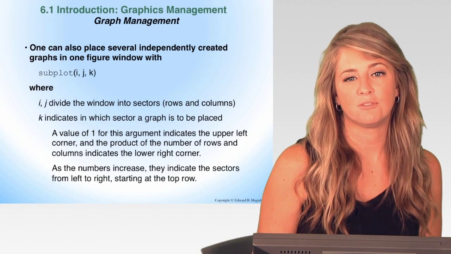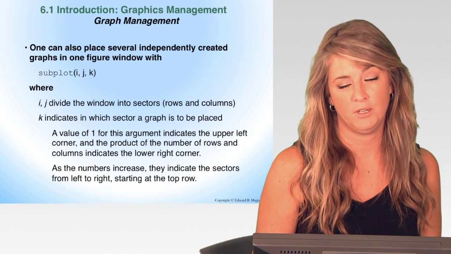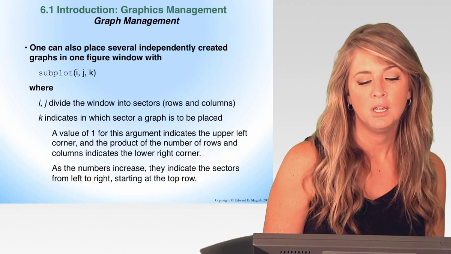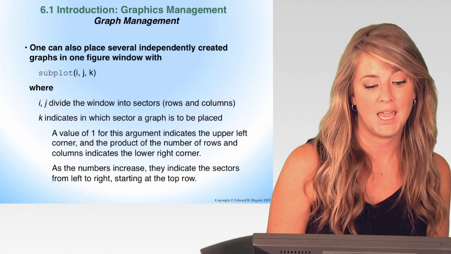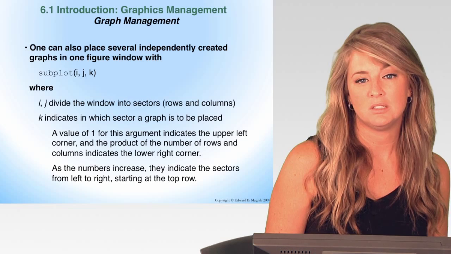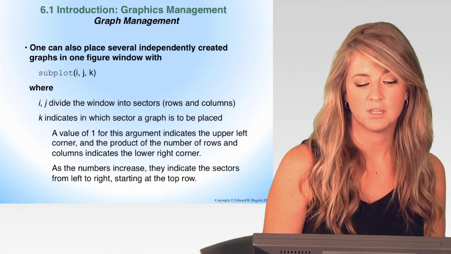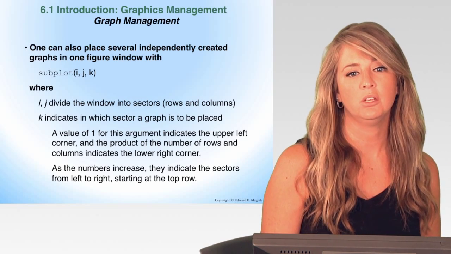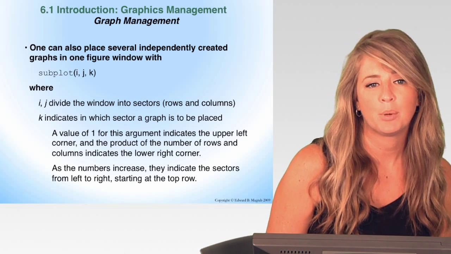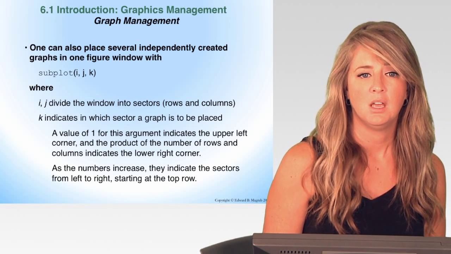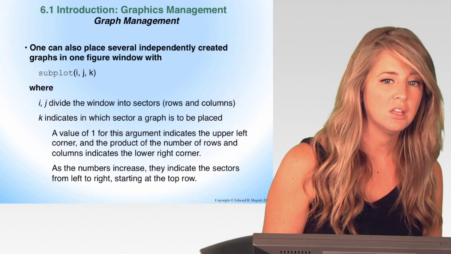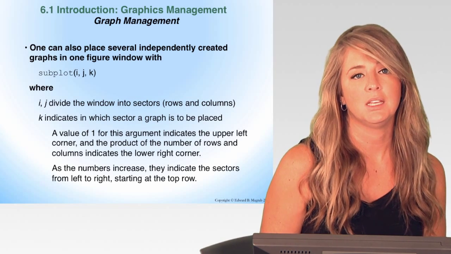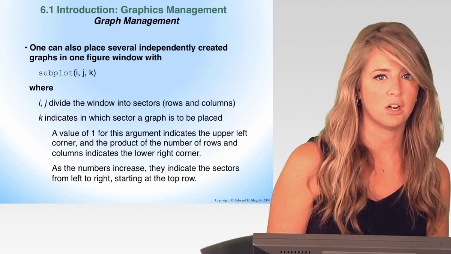You can also place several independently created graphs into one figure window, and we have a couple of ways of doing that. One of those is to use the subplot function, and you can see the input arguments here are I, J, and K. I and J divide the window into sections of rows and columns, and then K indicates in which sector the graph is to be placed. A value of 1 for this argument indicates that the upper left corner is where the graph should be placed, and the product of the number of rows and columns indicates the lower right corner. As the numbers increase, they indicate the sectors to the left or right, starting at the top row.